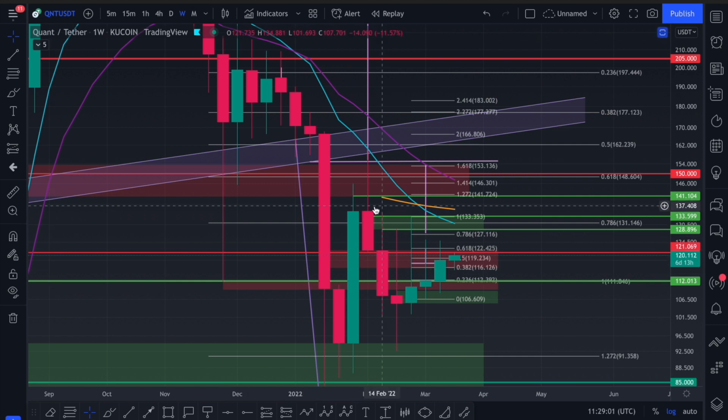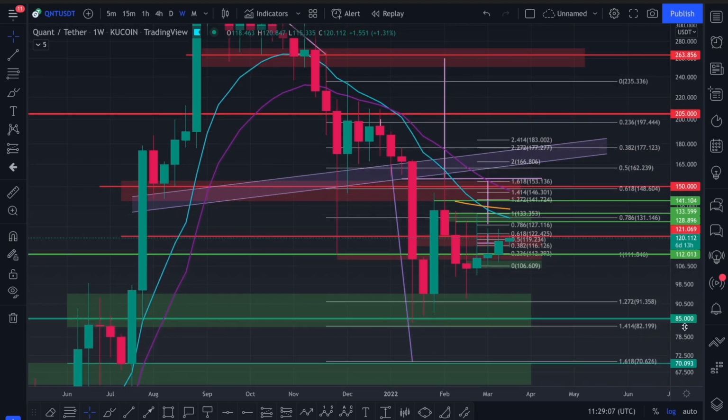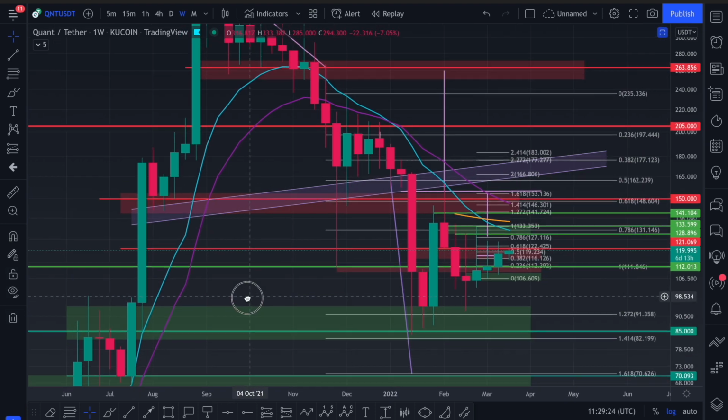The only thing in the way of $150 is this resistance up here, the neckline of the double bottom, because we know the only way to go up higher than that is to break the neckline to validate the target. Without breaking this neckline, we can't say we're going to go up beyond this. We could just come up to it, get rejected, put in a lower low, go to our $70 target. This is that risk that I want to make you guys aware of.